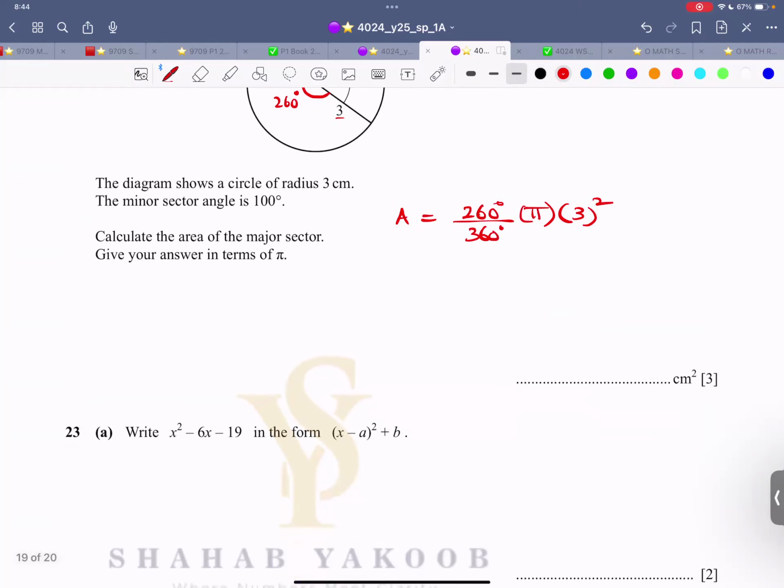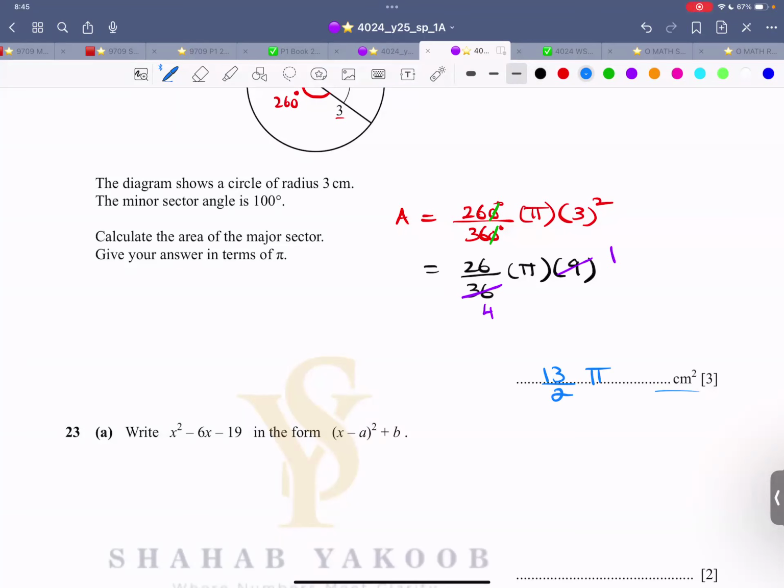Now it depends on how you want to do the cancellation. Let me first get rid of the zeros. That's the first thing. Then hold for a second. This is 26. This is 36. This is pi. This is 9. So 9 fours are 36. 26 over 4, that is 13 over 2. So this comes out to be 13 over 2 pi centimeter square.